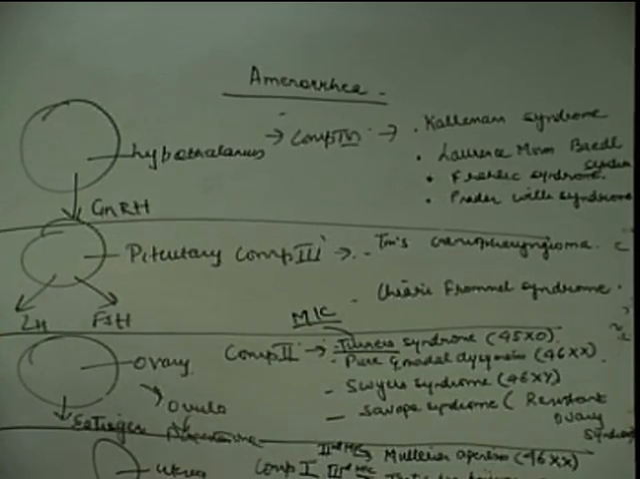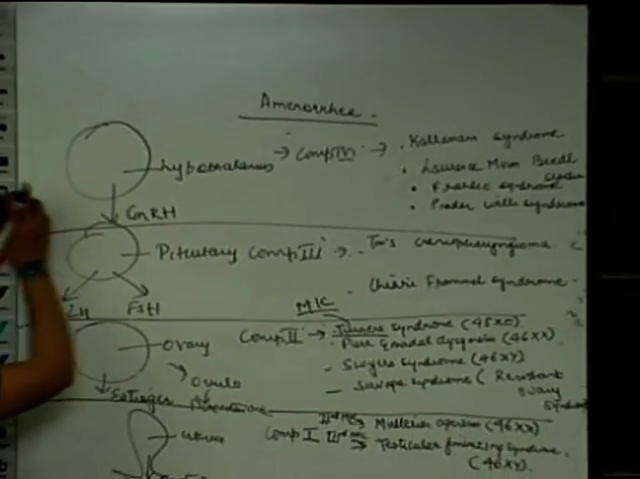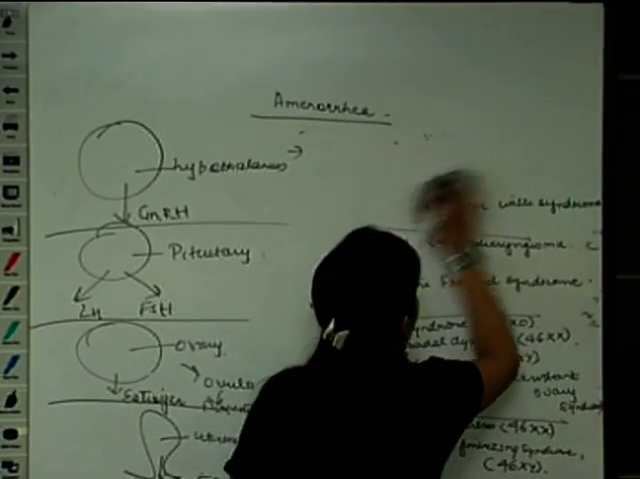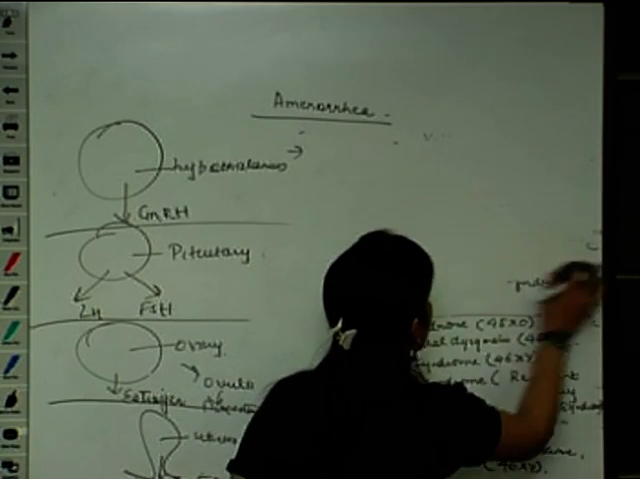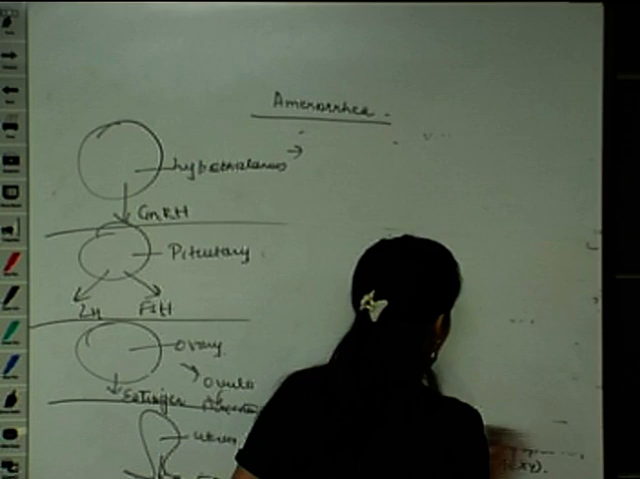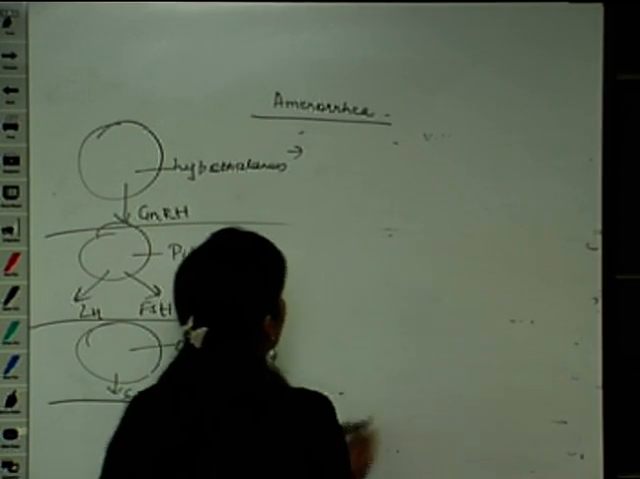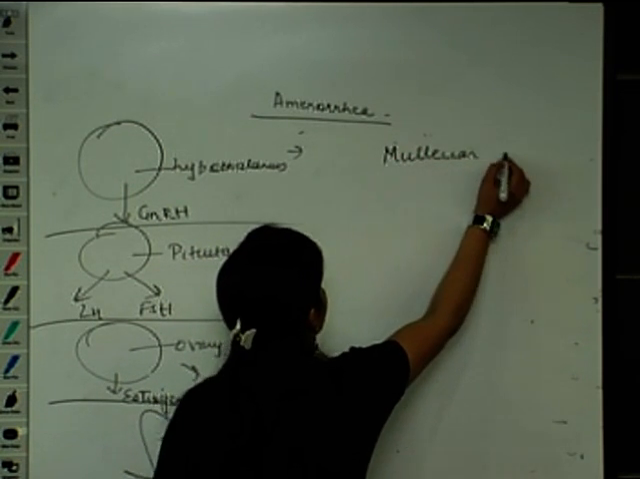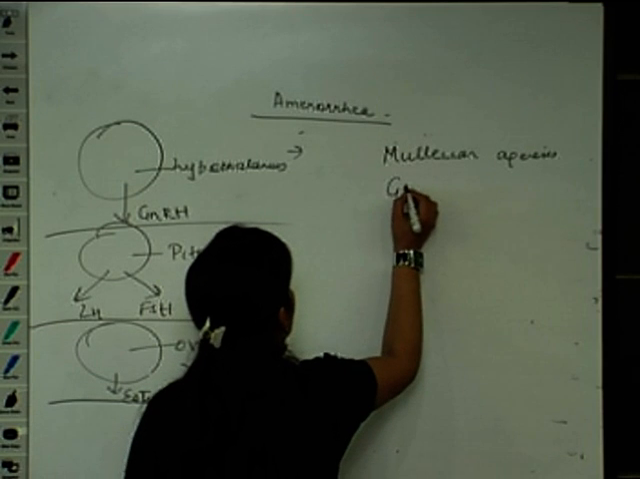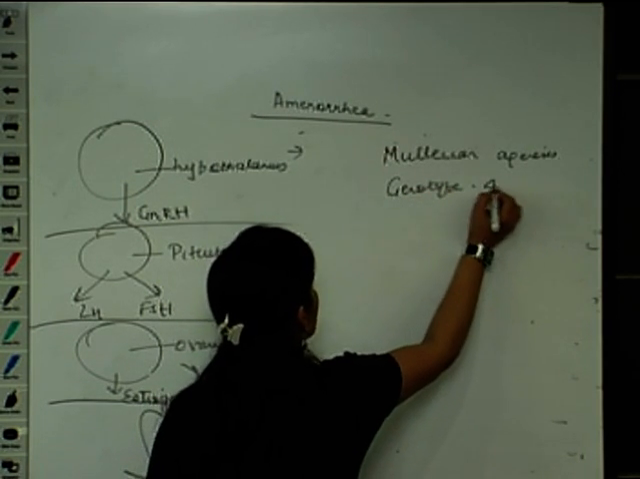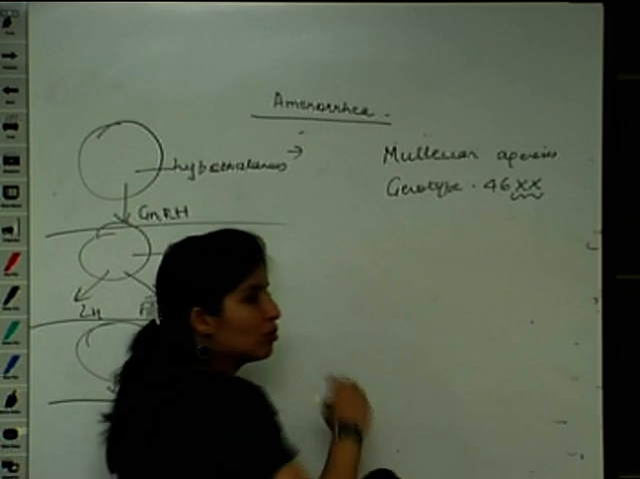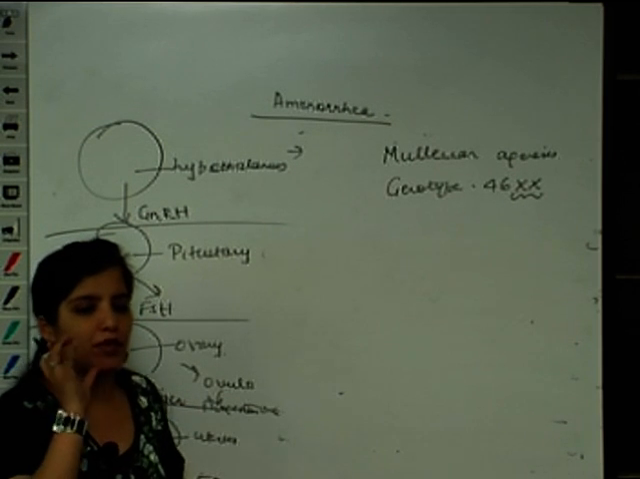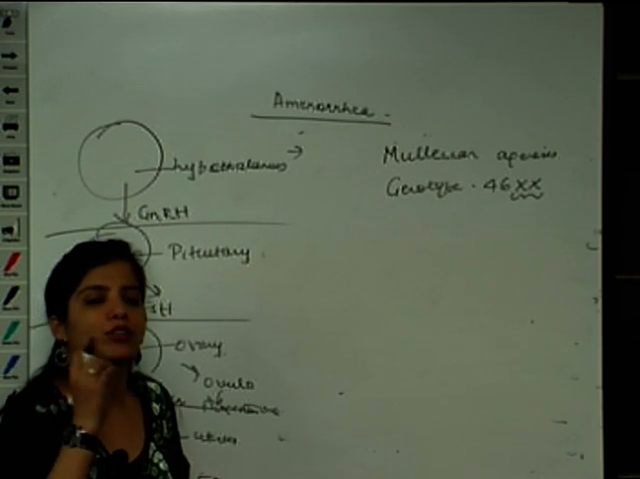Coming to details of compartment 1, that is Mullerian agenesis. Now what is Mullerian agenesis? As the name suggests, Mullerian agenesis means that the Mullerian duct is not developed. Now as you can see, I have written that in Mullerian agenesis, the chromosome number is 46XX. That means the genotype is 46XX. Now if there are two X chromosomes, as we discussed earlier in OBS, the sex of the baby is decided by the Y chromosome.